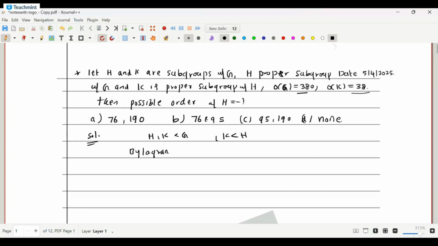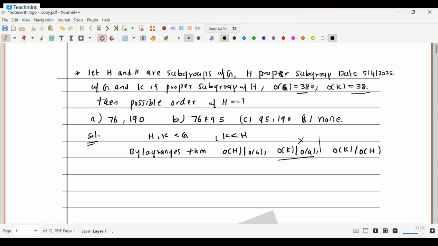By Lagrange's theorem, order of H divides order of G and order of K divides order of G. And also given that K is a proper subgroup of H, so order of K also divides order of H. Order of K is 38, and order of G is 380, so this is true.